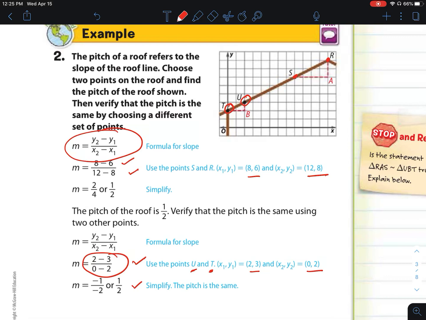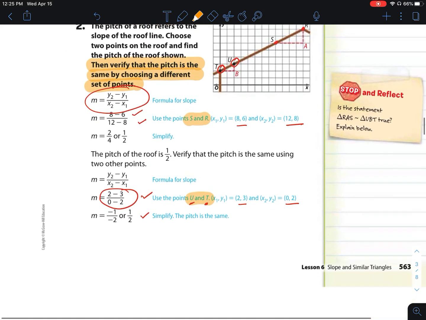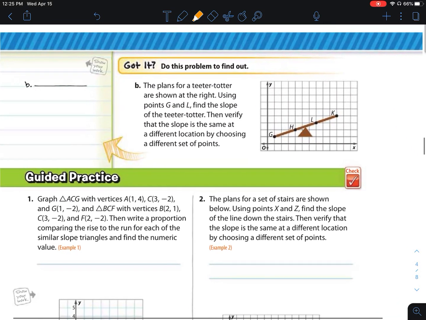Okay? And we just answered the question because it's asking to verify that the pitch is the same by choosing 2 different sets of points, and we chose 2 different sets of points, S and R and U and T. We ended up with the same slope. Okay?